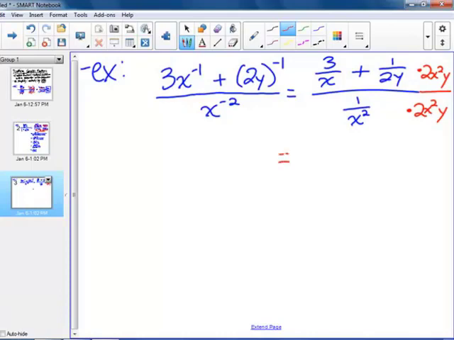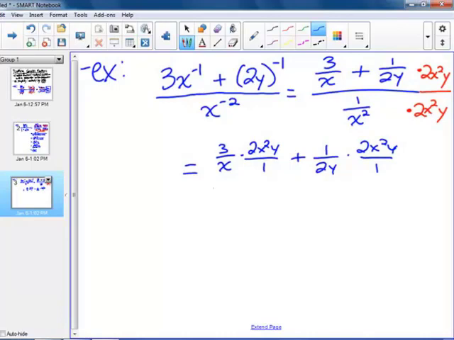So for my first one, and I think for this one I'm going to show you how you could write it out in a bit more detail, especially if you have two terms, like in this case on top. So you could have done this one with the second too if it helps to write it out a little more detailed. So this is 3 over x times 2x squared y over 1 plus 1 over 2y times 2x squared y over 1 all over 1 over x squared times 2x squared y over 1. So there's kind of a more detailed way to write it out, if that helps you stay organized.